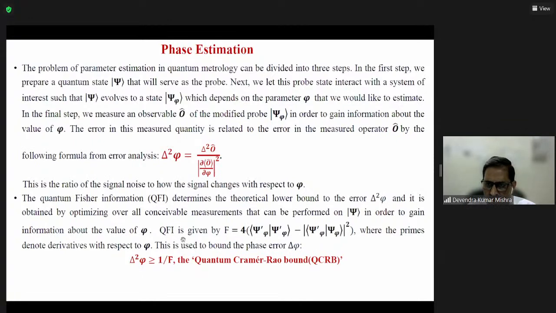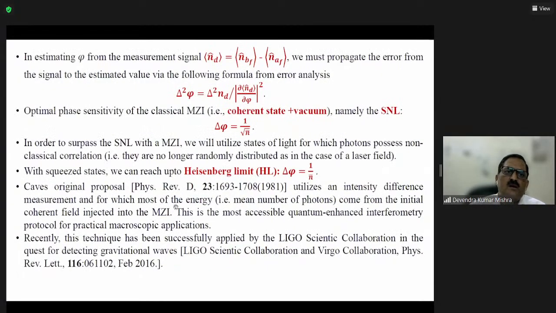Quantum Fisher information can be written in terms of this relation, where the primes denote the derivatives with respect to the phi parameter. This is used to bound the phase error delta phi, and the ultimate bound in this calculation is the quantum Cramér-Rao bound, expressed as delta squared phi greater than or equal to 1 upon F, where F is the quantum Fisher information in the quantum case.